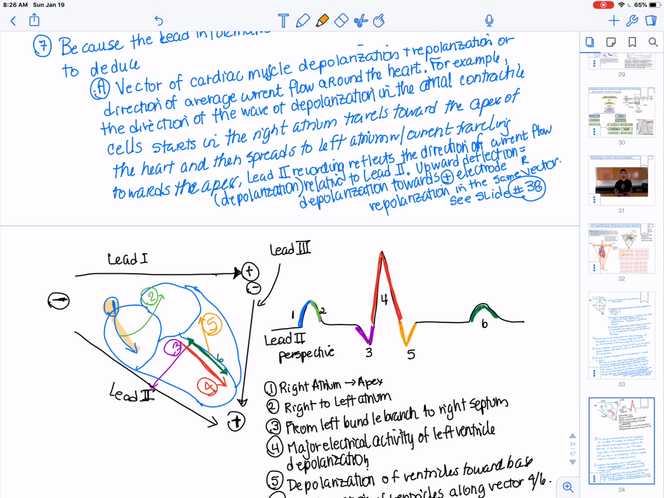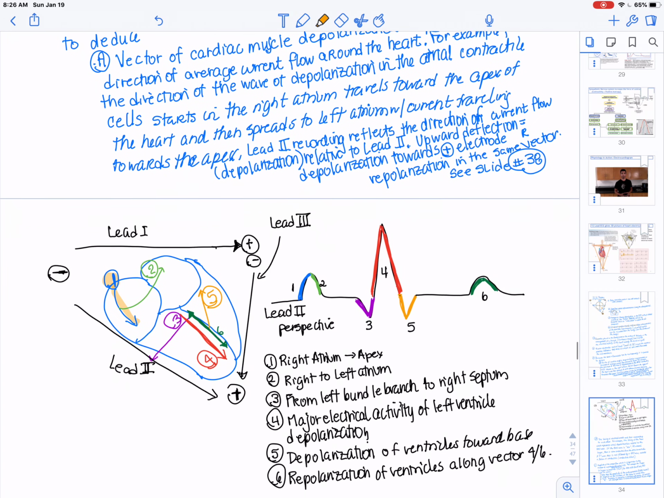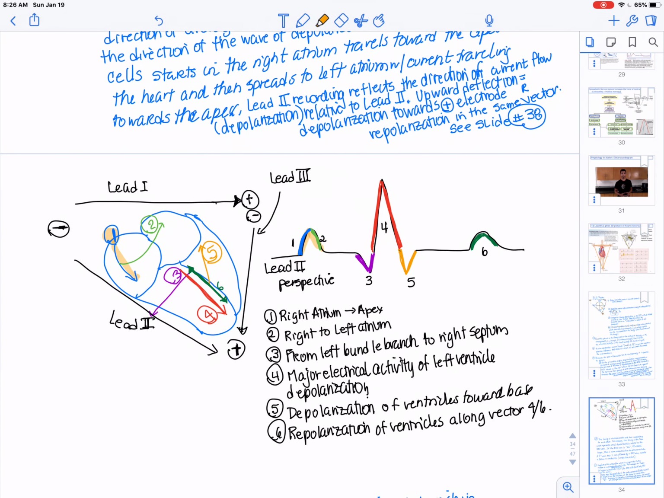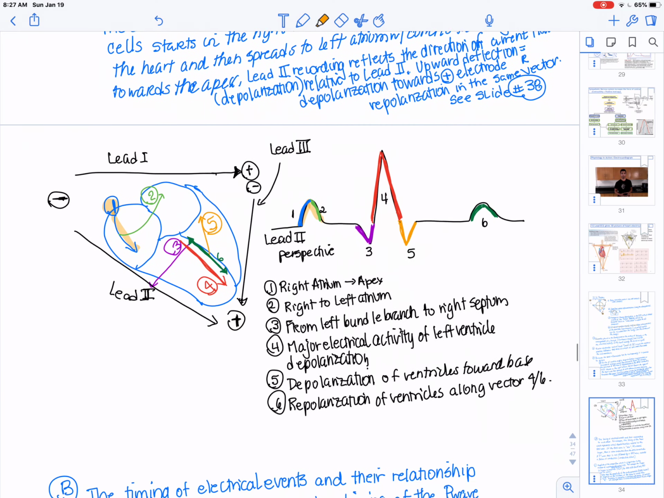So the upward deflection equals depolarization towards that positive electrode, as shown in the picture below, and repolarization in the same vector. Okay, so that's this, and this. Okay, so this is the net electrical vectors, which are the averages of the current flow, which we see as changes in voltage. Okay, so I'll go through this and then we'll look at the theory in a moment.